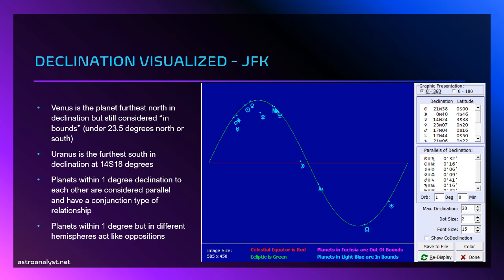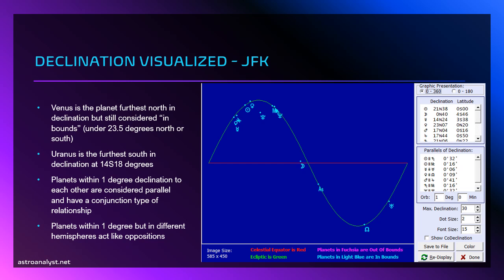Like in his case, he's got the Sun and Saturn considered in parallel. And you can see the Sun is at 20 north 38 minutes, and Saturn is at 21 north 6 minutes. So that would be considered a parallel, and it would give a sense of conjunction between the Sun and Saturn in the chart.